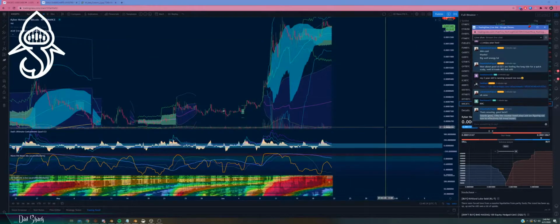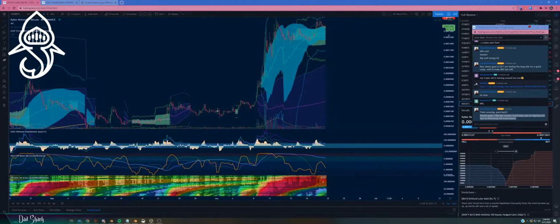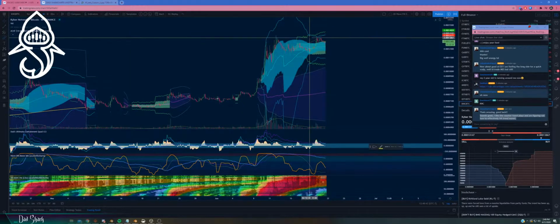Sounds good. I like the counter trend plays, and I'm figuring out how to effectively hit trend moves. Yeah, if you ever want to bet against trend, always make sure you do it off of this 3.2 standard deviation of the CLCP. Or of the locks, excuse me. Otherwise, it just gets really risky.